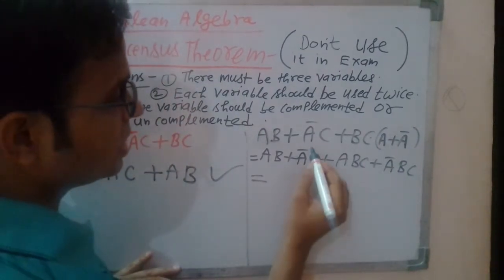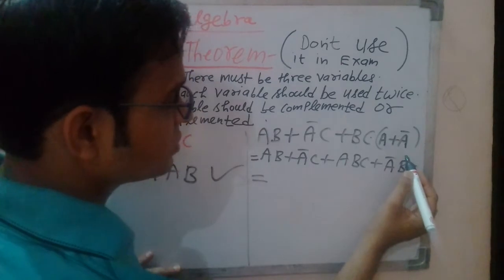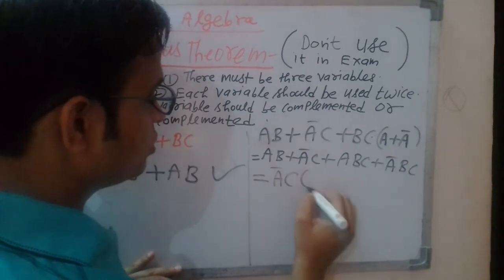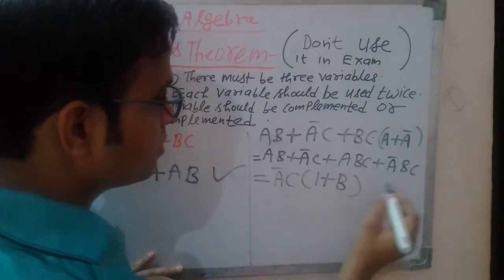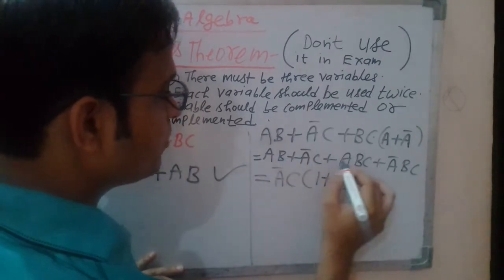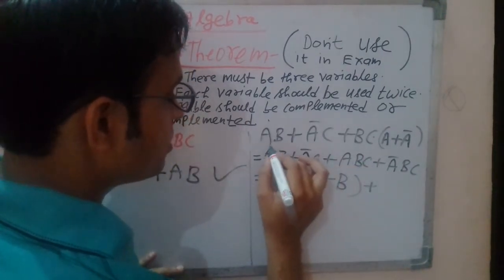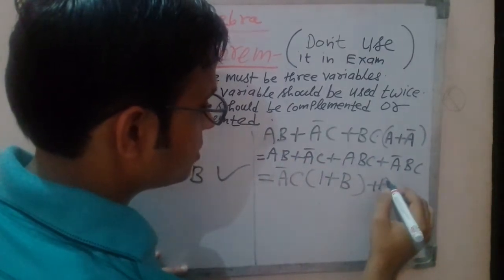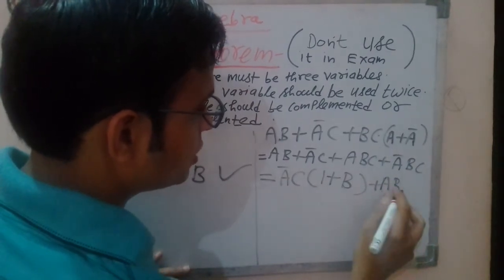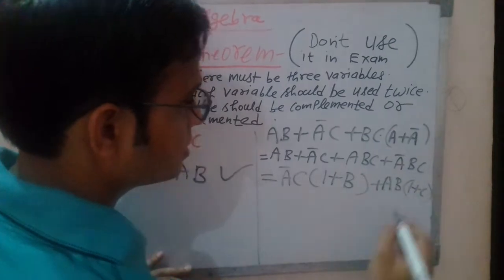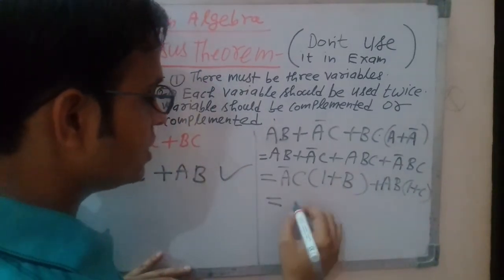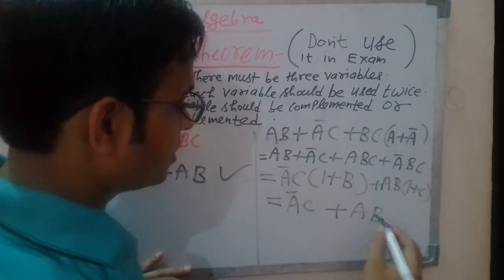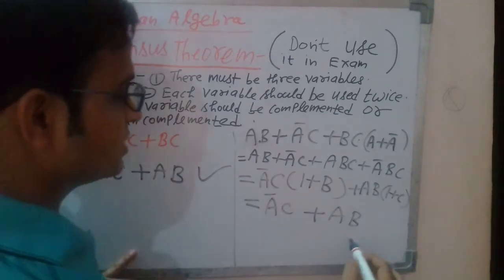Now see here, A bar C is coming here, and A bar C is coming here also. So take A bar C common in this term and this term. When you take A bar C common, you will get 1 plus B. Now AB plus ABC. What is common in AB and ABC? The answer is AB. So take AB common. What will you get inside? 1 plus C. 1 plus B is 1 only, so from here you get A bar C, and 1 plus C is 1 only, so from here you get AB. See here, A bar C plus AB.